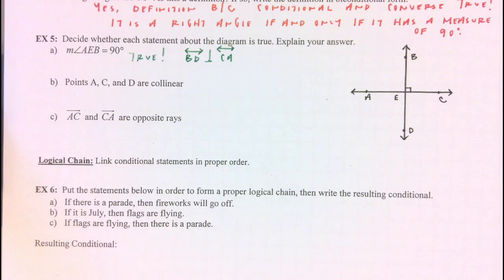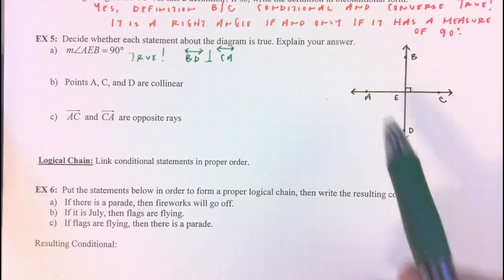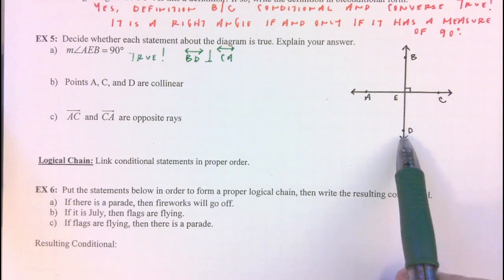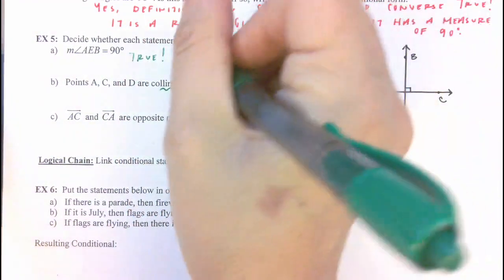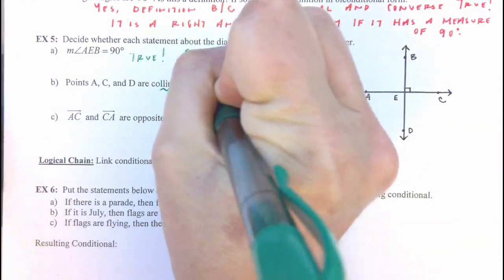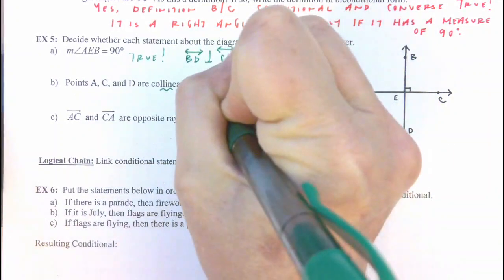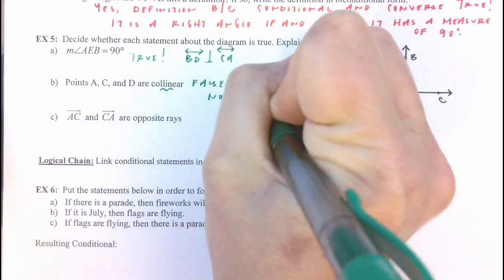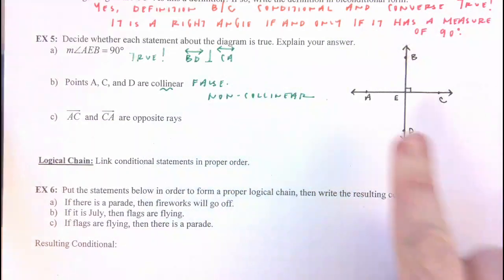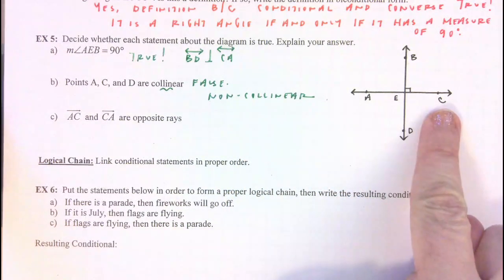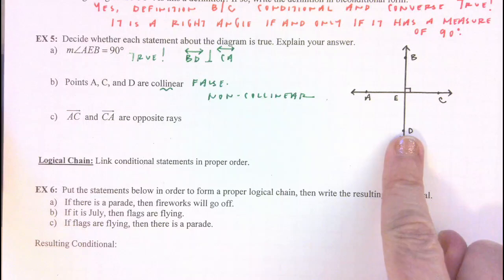Okay, for B, points A, C, and D are collinear. Well, that's false, right? Collinear means they're points on the same line, right? We see that word line built into it. So here we're going to say false. All 3 of these points are non-collinear. A and C are collinear, but not with D.